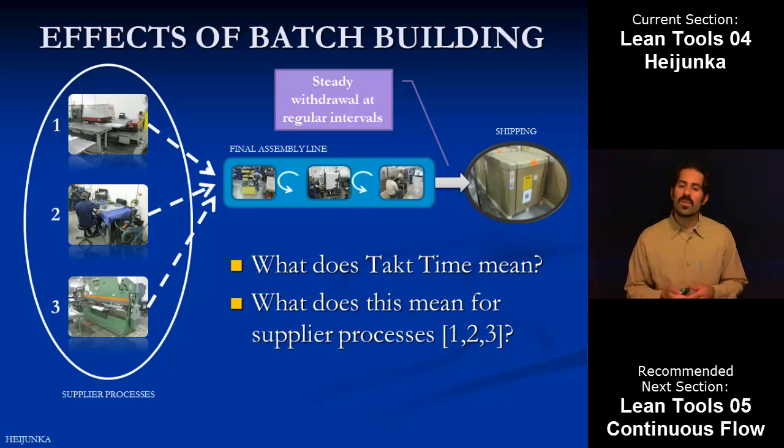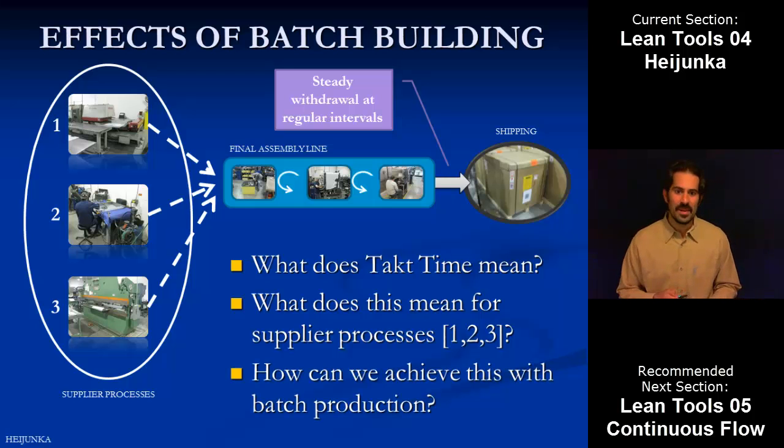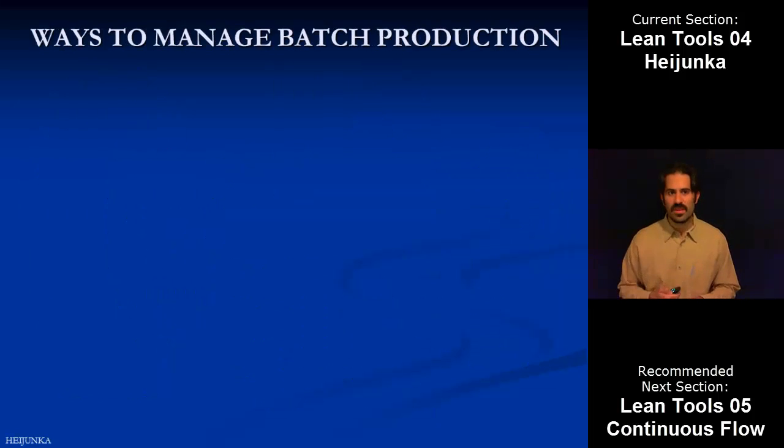And so then when we think about that, what does that mean for our supplier processes, right? If our main assembly line has to produce one unit every 5 minutes, that means that our supplier processes need to get them the material they need at least every 5 minutes, right? Otherwise, we're going to shut the line down, and that's not what anybody wants. And so if we know that's our goal, how are we going to go about doing this with batch production? That's what we're going to look at first. There's a couple different ways we can manage that.